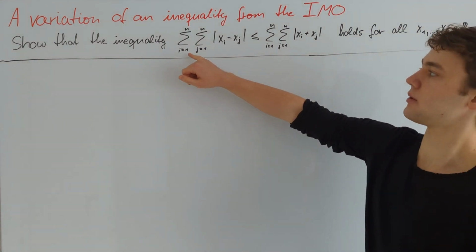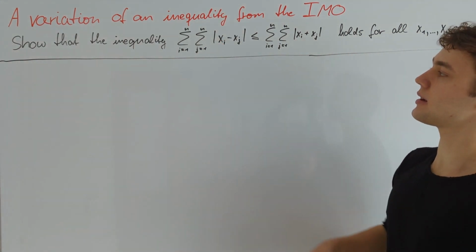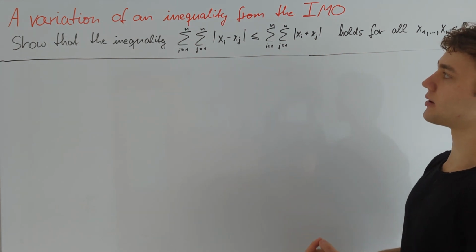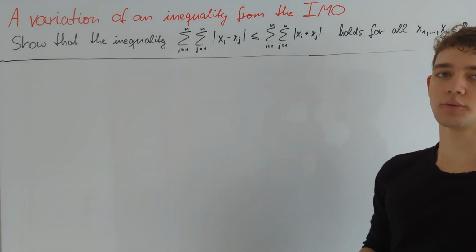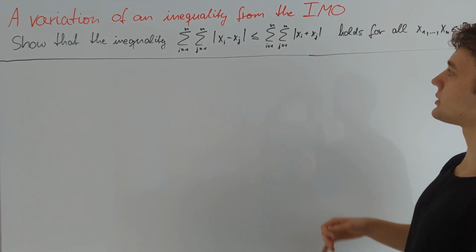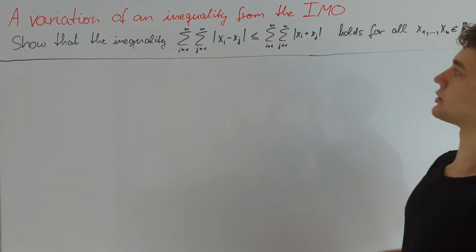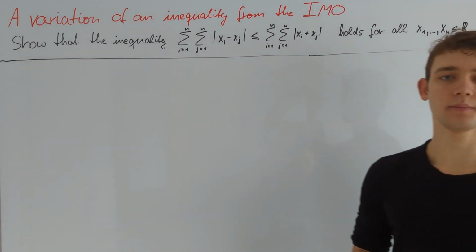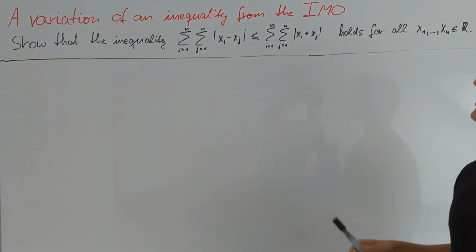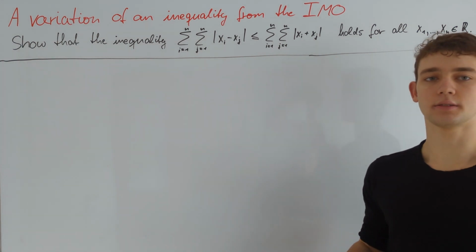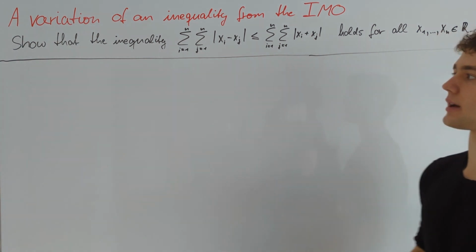So the double sum of i and j going from 1 to n of the absolute value of xi minus xj should be less than or equal to the same double sum of the absolute values of xi plus xj. The solution from the IMO problem actually exactly works for this one as well, but I want to present a solution that is easier to come up with, at least in my opinion.